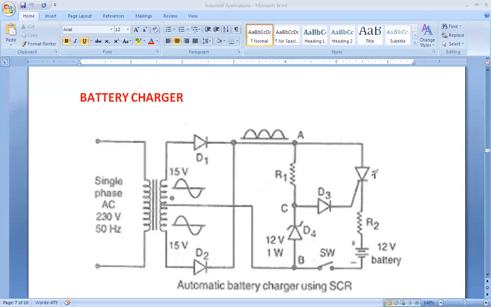Okay, so let us consider how this battery charging circuit works. Here, the potential across the C and B terminal is generally 12 volt. Why? Because we are using a Zener diode. Now this terminal is our gate terminal, and this terminal is our cathode terminal K.